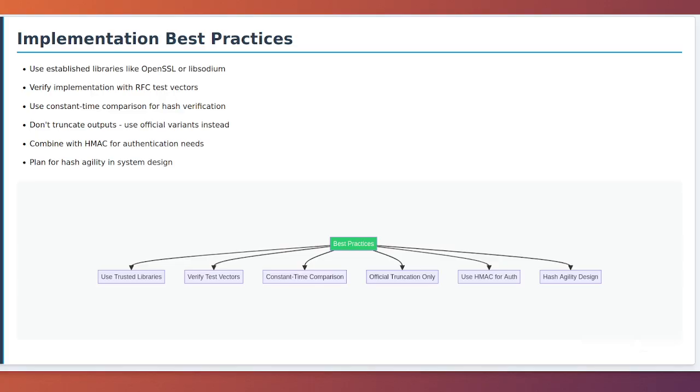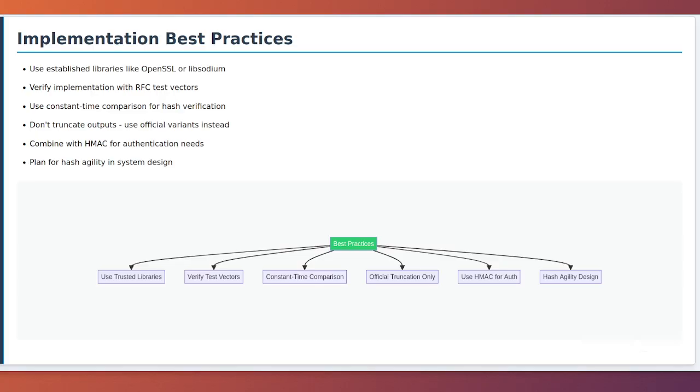Practice 6 is to combine with other security measures. SHA-2 is a tool, not a complete solution. For password storage, use it inside a proper password hashing function. For message authentication, use it with HMAC. For encryption, use authenticated encryption, not hash then encrypt.